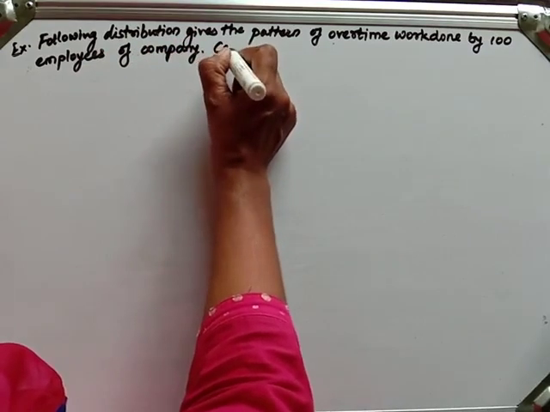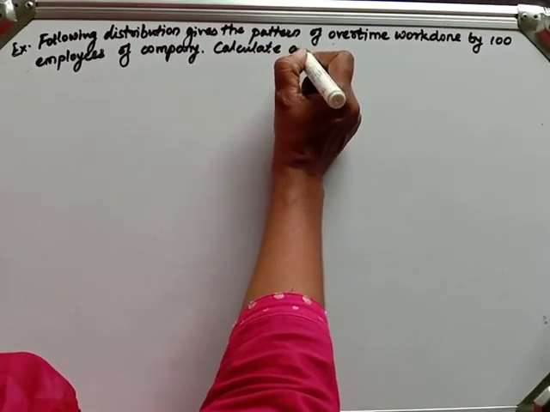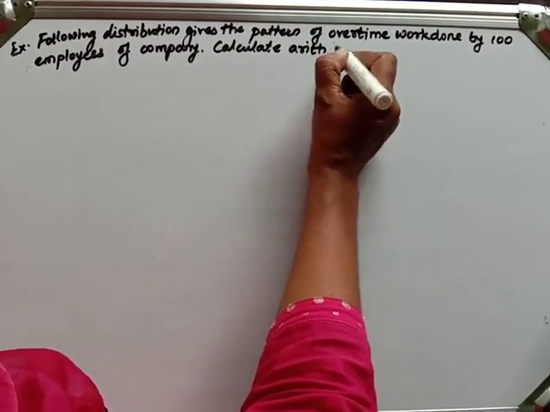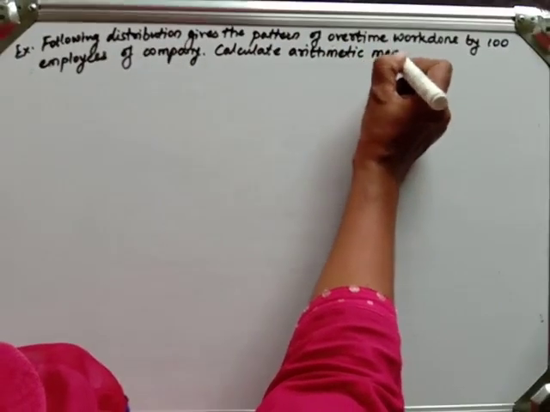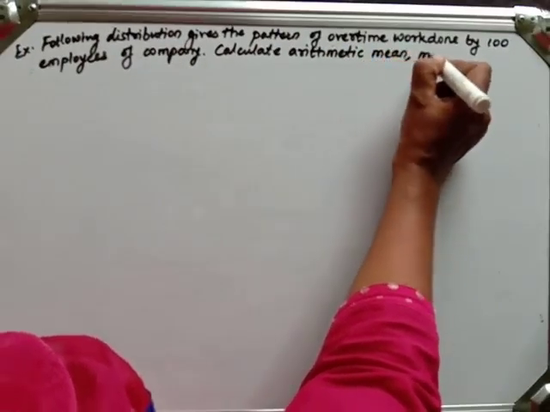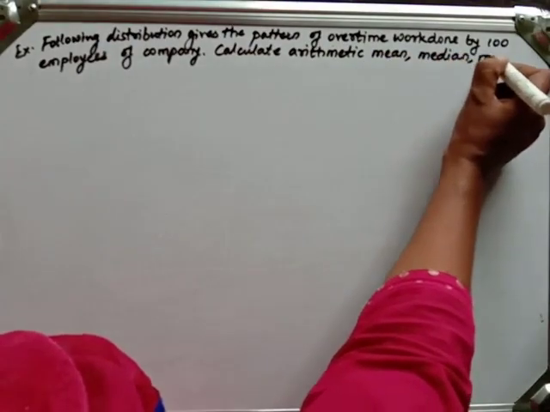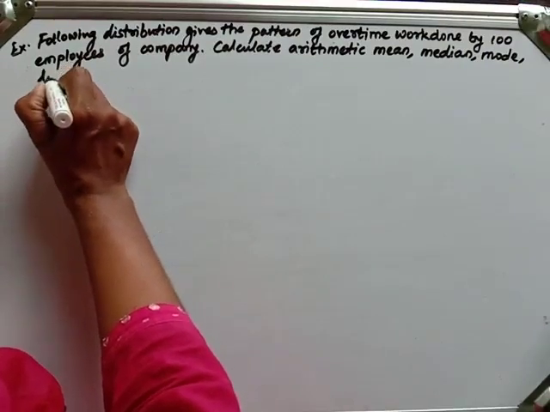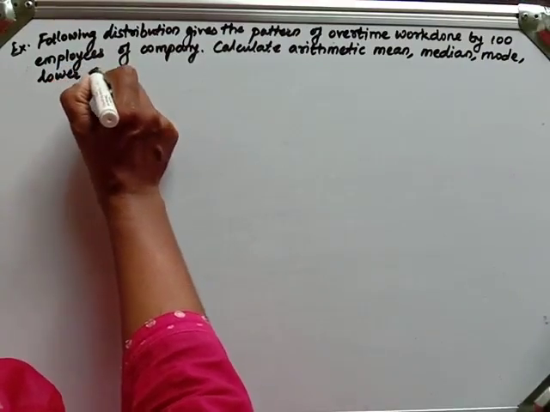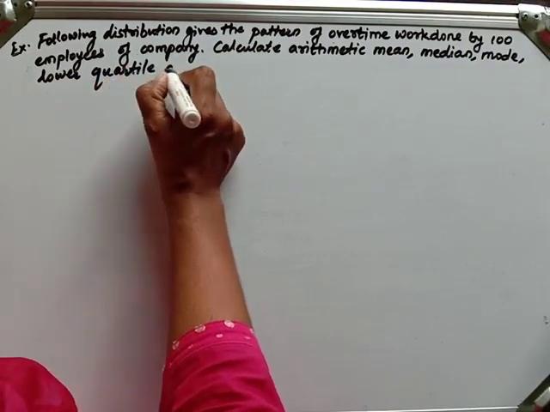Now the question is: calculate the arithmetic mean, median, mode, lower quartile and upper quartile.